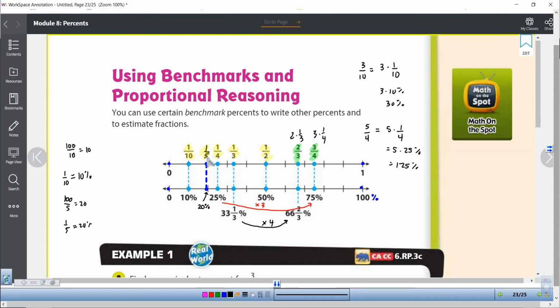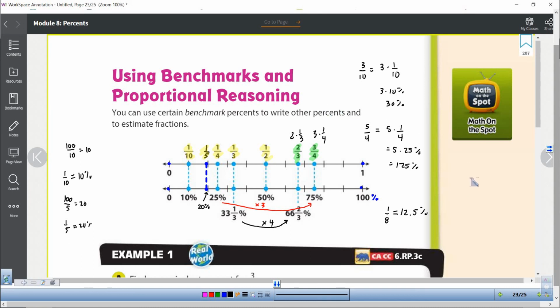You familiarize yourself and you know 1/10 is 10%, 1/5 is 20%, 1/4 is 25%, 1/3 is 33 and 1/3%, 1/2 is 50%. And then we often memorize 2/3 and 3/4. And then another good one that they don't have here would be 1/8. 1/8 is a great one to know. 1/8 is 12.5%.